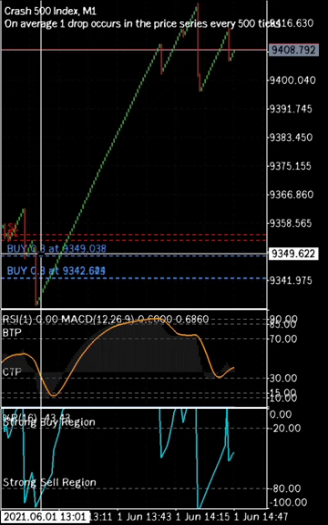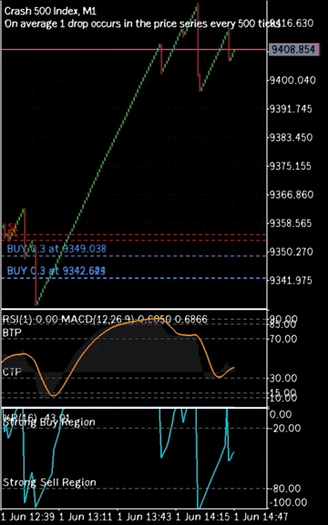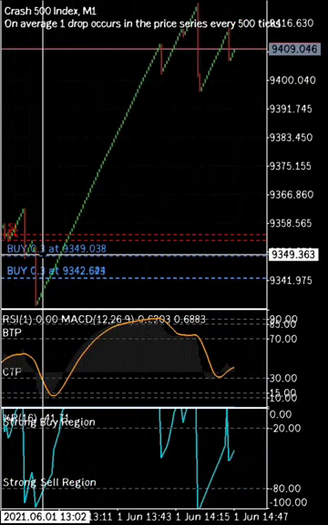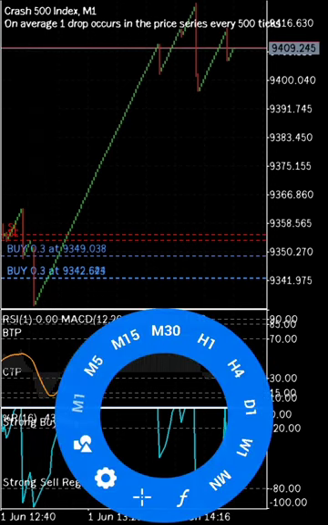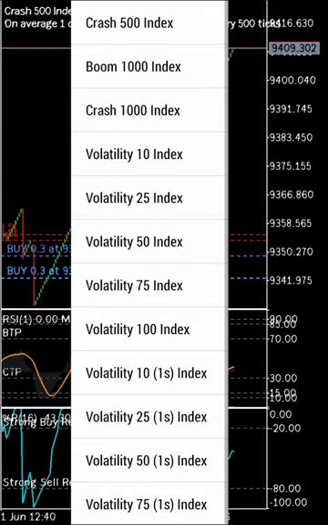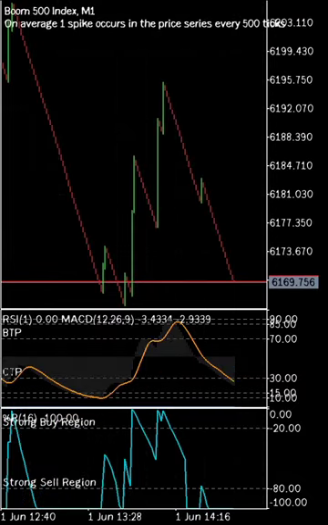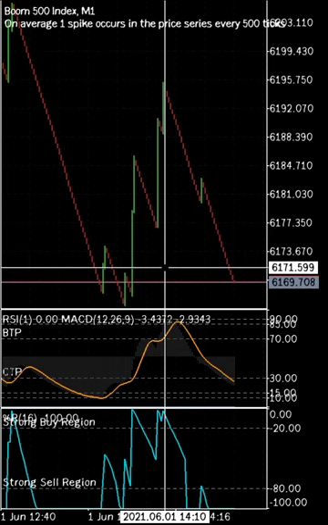Now what the MACD does is the MACD gives you entry reasons. I marked the 30 level and the 70 level, 15 level, 85 level, the 10 level and the 90 level. Now what you want to do for your entry is once the MACD touches the 30 level, you enter for a buy on Crash 500 and Crash 1000. Let me show you on Boom 500. Look at this, this is a very good entry reason. Once it touches the 70, you enter for what again? For a sell on Boom 500 and Boom 1000.